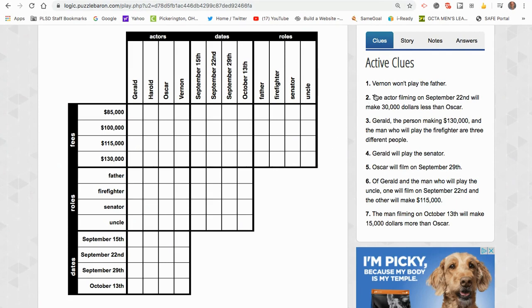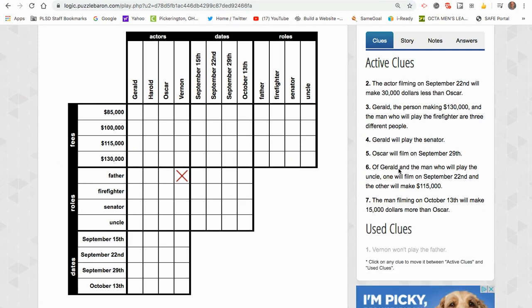So the first clue is that Vernon won't play the father. So if I go to Vernon and I go to father, I can eliminate that just by clicking it once. If I click it once, it becomes an X. If I click it twice, it becomes the circle. That means that that's what it is. If I click it again, then it disappears. So in this case, I'm going to eliminate by clicking. I don't think that information is going to give me any more clues. So I'm going to take that and click on it, and then it moves to what's called used clues. So that way I can just look at the active clues.